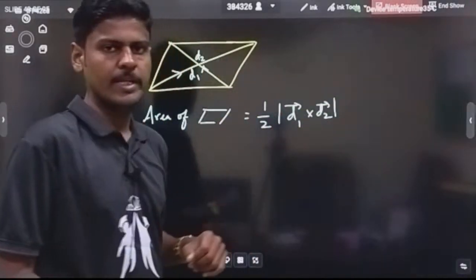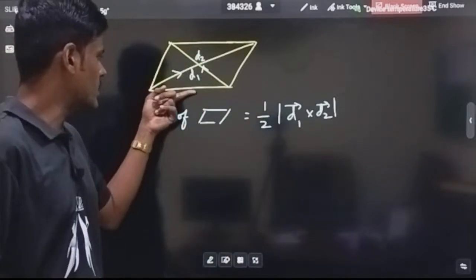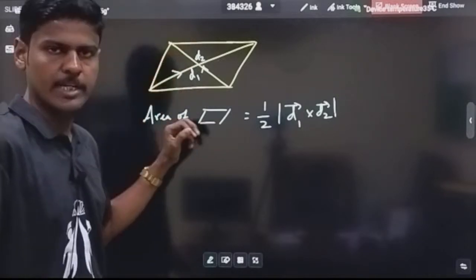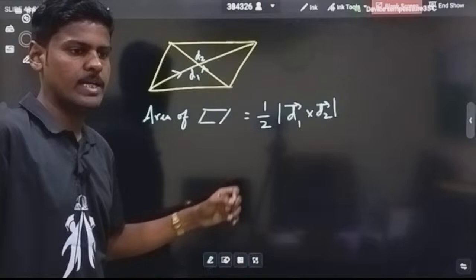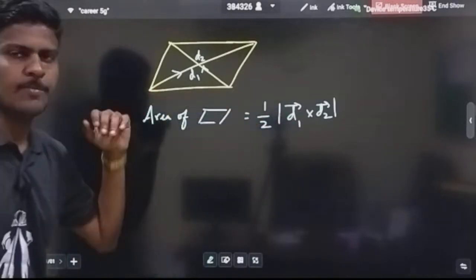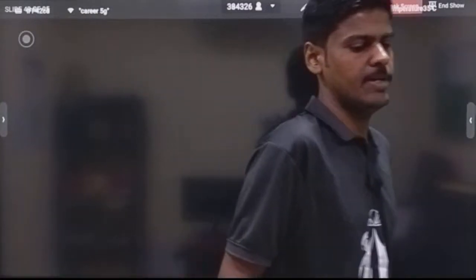For the sides, it is the modulus of the cross product itself, so modulus of A cross B, where A and B are sides. If D1 and D2, that is diagonals, are given, then the area of the parallelogram will be half of modulus of D1 cross D2. This formula is also very important. You can expect questions from these three formulas.